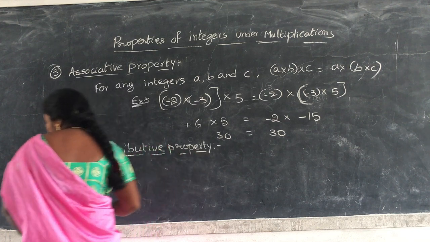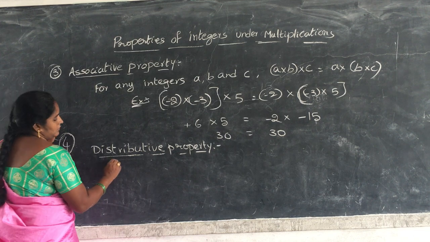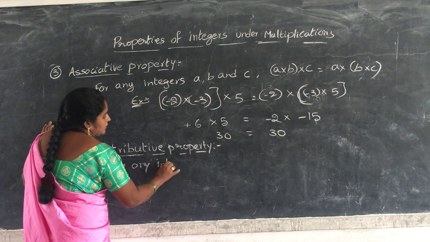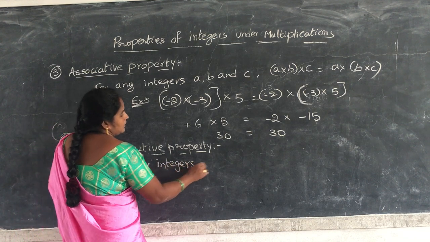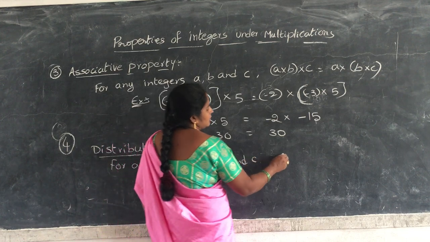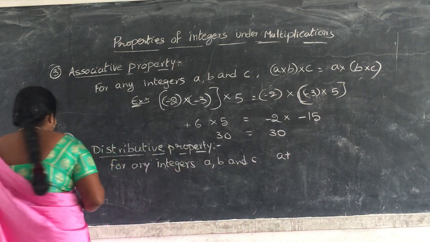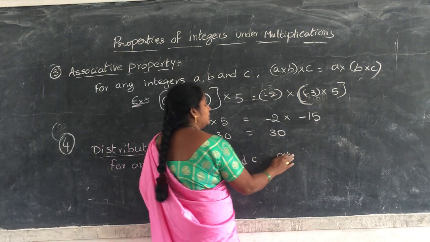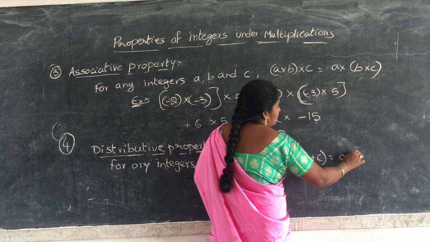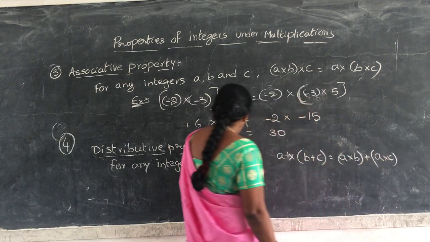Distributive property. For any integers a, b, and c, a into b plus c is equal to a into b plus a into c. This is the distributive property.